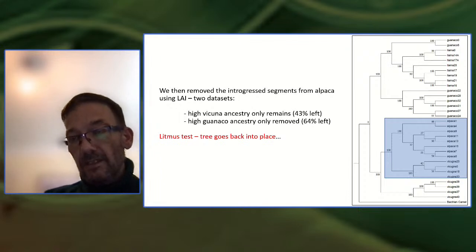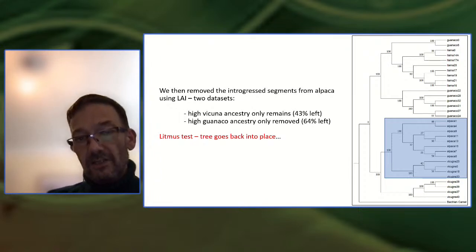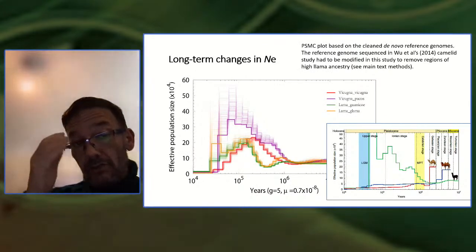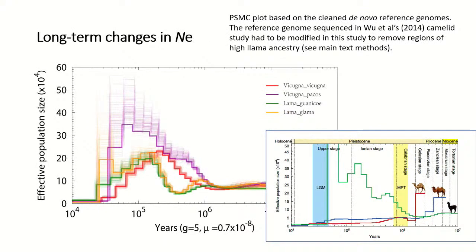Now we can start inferring something about the demographic history. Next slide, please. And this is one very good example. This is about long-term changes in effective population size, calculated using a single reference genome, using a method called PSMC, pairwise sequential Markovian coalescent. And the first in the bottom right is a PSMC plot that was produced in a paper that was published in 2014. And the PSMC plot for the alpaca is in that paper in green.